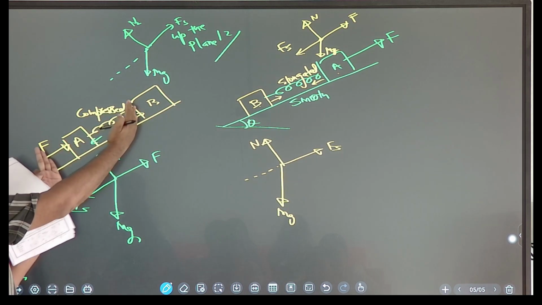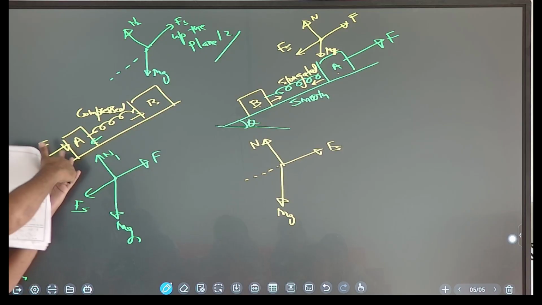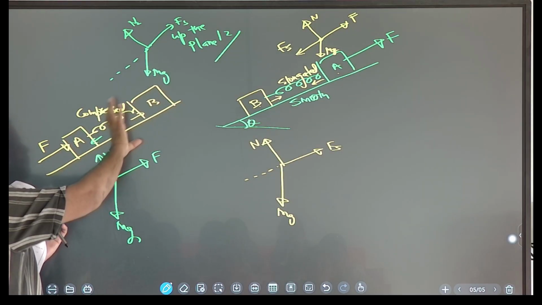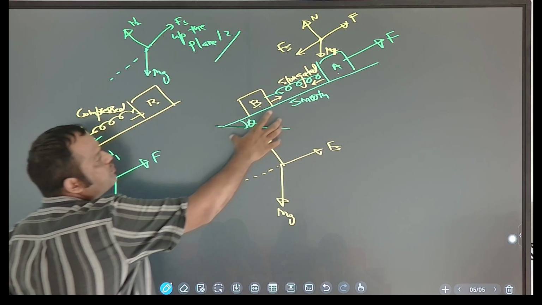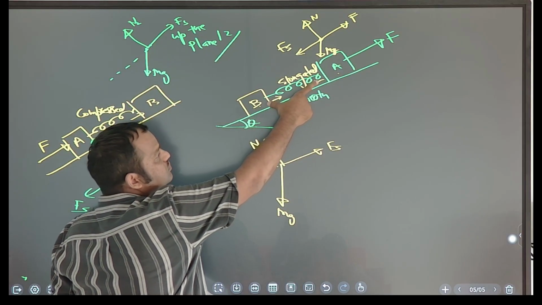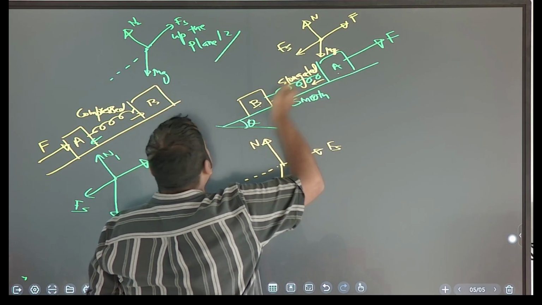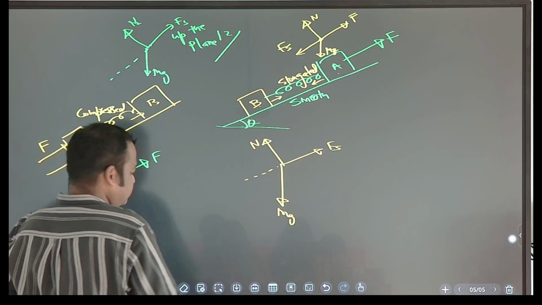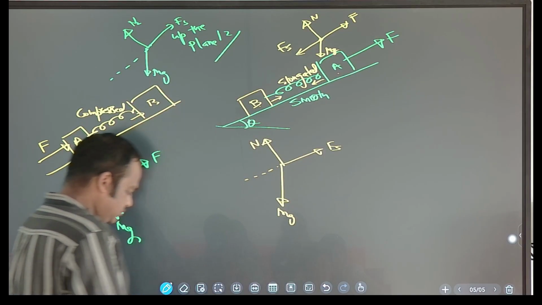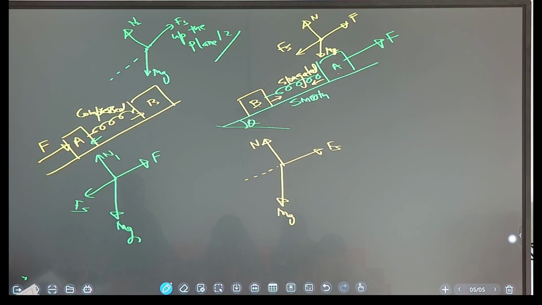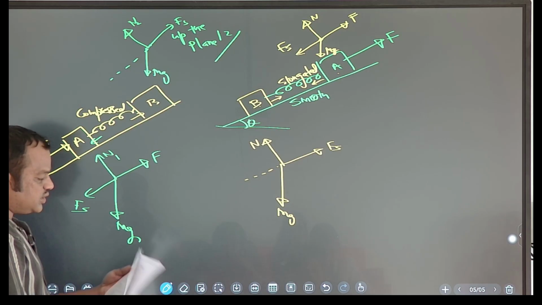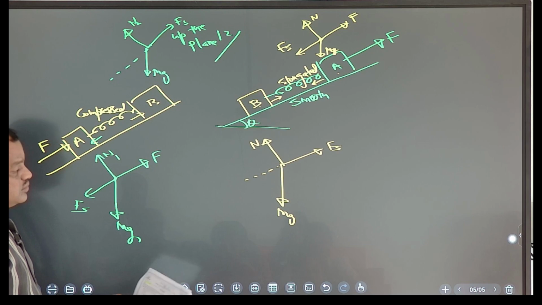When the spring is compressed, the spring force will push B. Here the spring is elongated, so it is pulling A. It will pull this A here. Okay, clear, understood? Compression means the spring will push. Elongation means the spring pulls. Any other question? Tell me, any question? Which one?